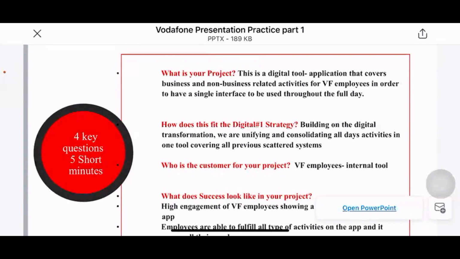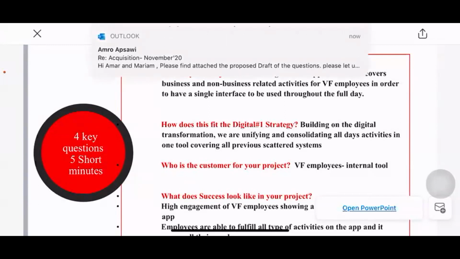How does it fit our strategy? Digital number one. It actually builds on the strategy because it uses digital transformation. We're trying to unify all the platforms we currently have. We have different platforms, such as the Vodafone employee application and other applications you can use to navigate through things related to Vodafone.